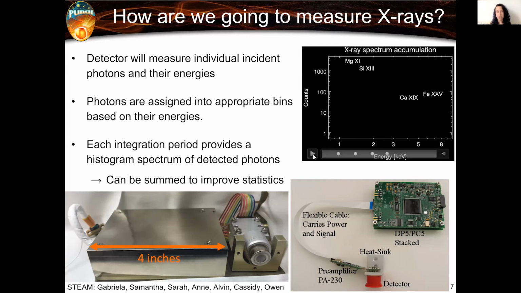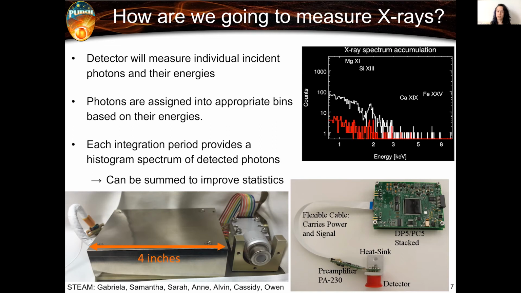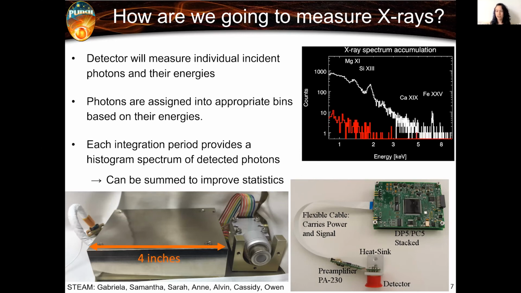And so these spectrometers both measure in 10-second integration periods, and they assign photons into appropriate histogram spectrum bins based on their energies. So on the top right, this video that's playing is a representative example of what this process looks like, where the red line represents each individual histogram, and that white line represents the spectrum achieved from summing the histograms together, which we do to improve statistics. Again, this video is just a representation for the actual STEAM mission.